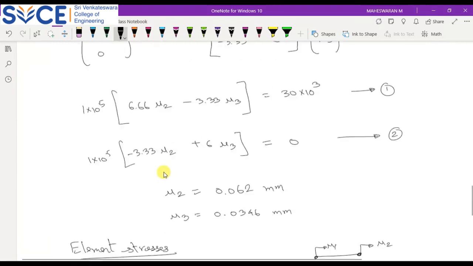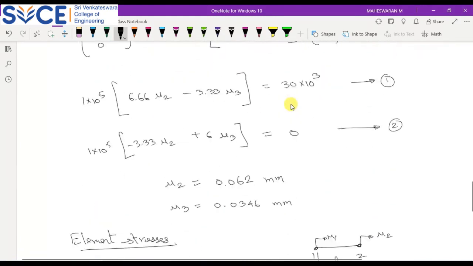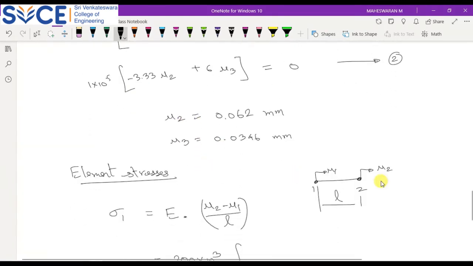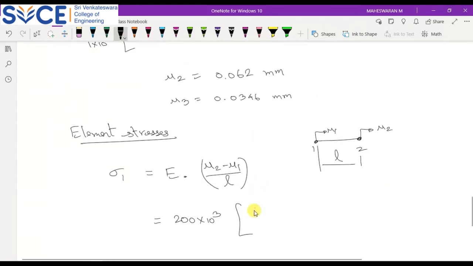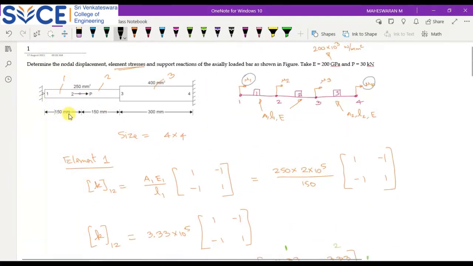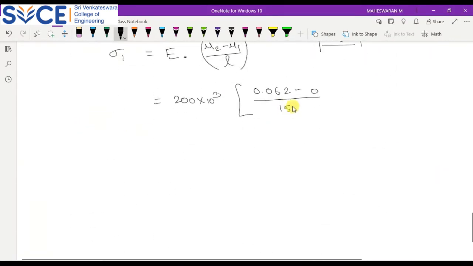We know the value of Young's modulus, which is 200 into 10 power 3. So 200 into 10 power 3 into U2. You know U2 is 0.062, which we identified. U1 is 0 because that side is fixed, divided by your distance. So what is your overall distance? L is 150. We are solving everything in Newton and mm, so I am substituting everything in mm. So you will get the value of stress sigma 1.